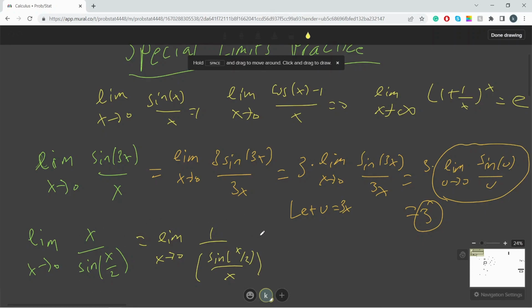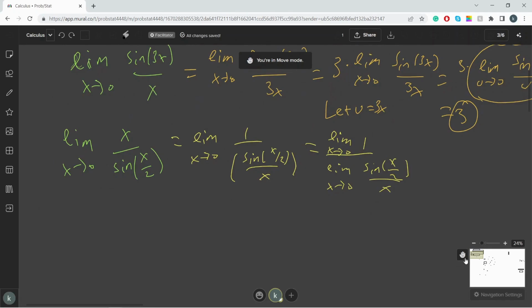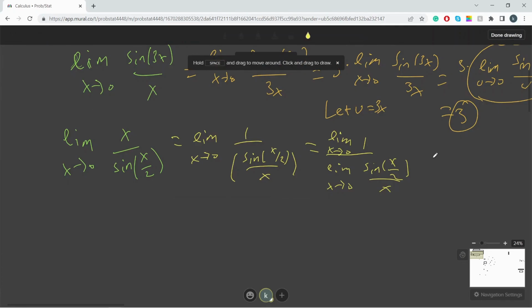Take a moment to see why and verify that for yourself. But now that we have this fraction, we can use the quotient property of limits, and this is simply equal to the limit as x approaches 0 of 1 over the limit as x approaches 0 of sine of x over 2 over x. And now we can solve for the numerator limit and the denominator limit very easily, because we know that the limit as x approaches 0 of 1 is simply 1 because it's just a horizontal line, right? Now we have to solve for this limit right here. So I will make some room here.